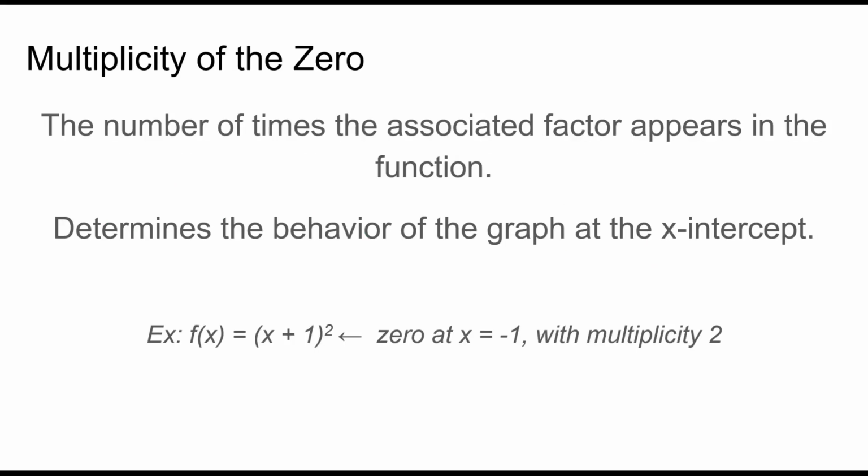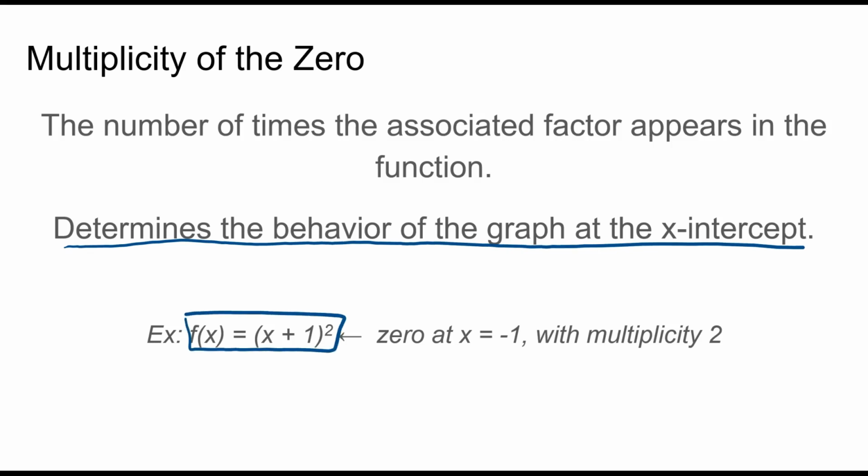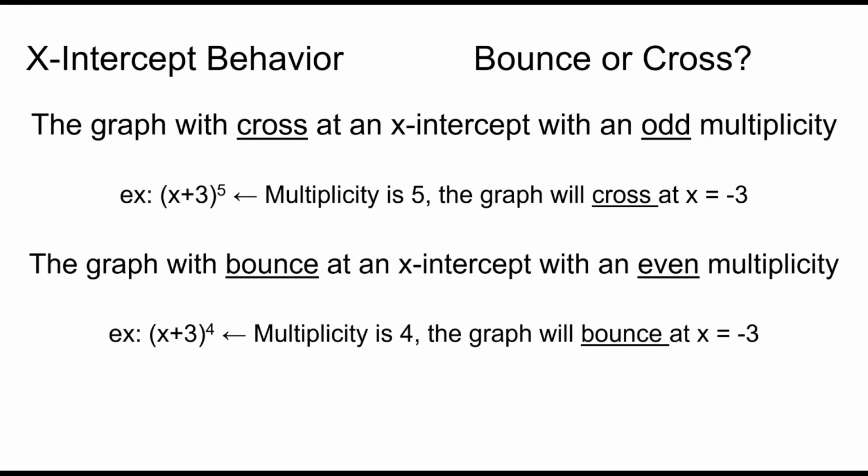Each zero has a multiplicity. The multiplicity is the number of times that associated factor appears in the function. And the thing about multiplicity is it determines the behavior of the graph at the zero. We'll talk about that more in a minute. So looking at this example of this function, the zero is negative 1, but it's got a multiplicity of 2 because of that exponent. So what does the multiplicity mean?